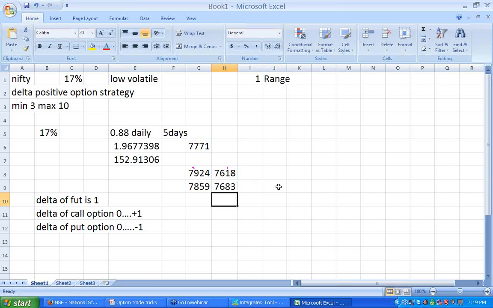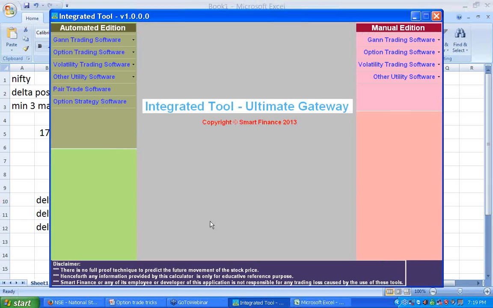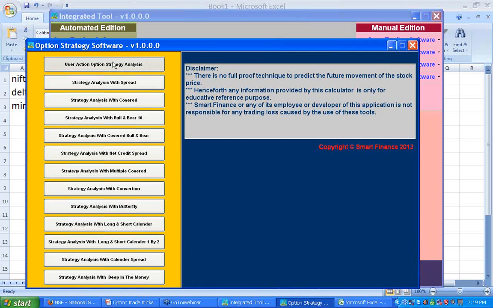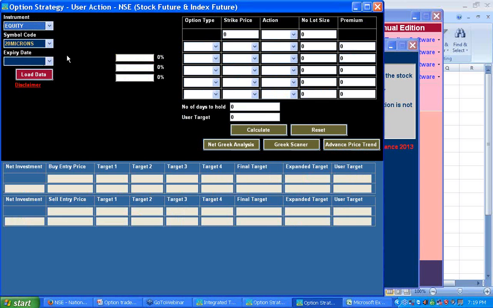If it crosses that, then it can easily touch 7924. If it falls from there, then it can easily fall till 7618. If I am expecting a range bound market, how will I form a strategy? For that I require the delta, so I will be taking the help of my option strategy software.